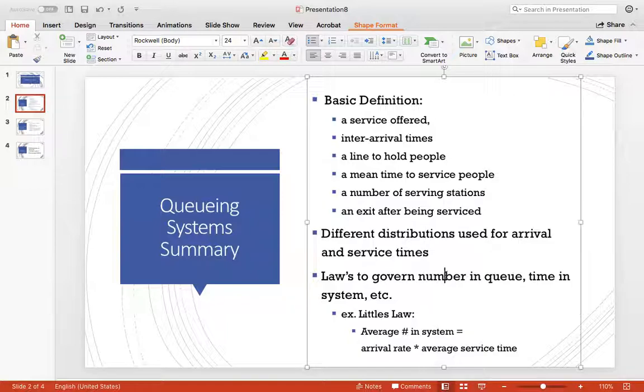And there are some different laws that govern queuing systems, and one of them is Little's Law, where we can easily calculate the average number of entities in the system by taking the arrival rate, which would be customers per unit of time, so customers per minute customarily, and the average service time, which is just the amount of time that it takes through our given distribution for an entity to be serviced.